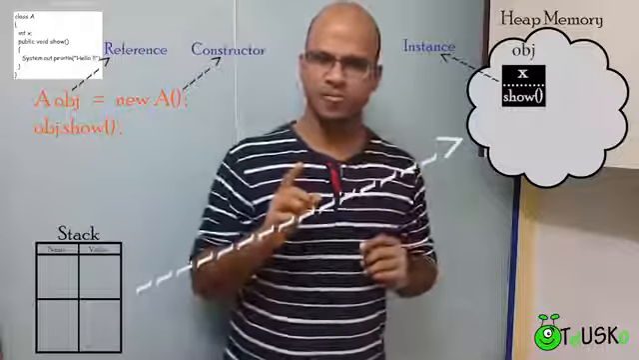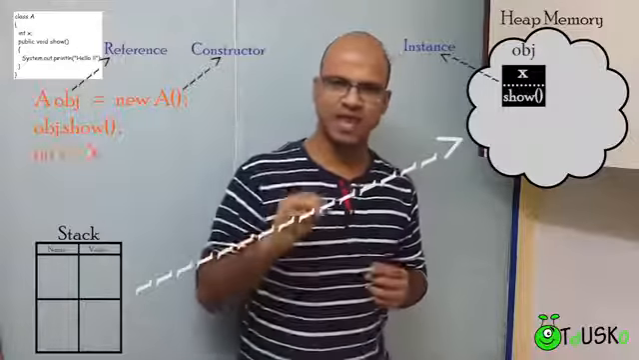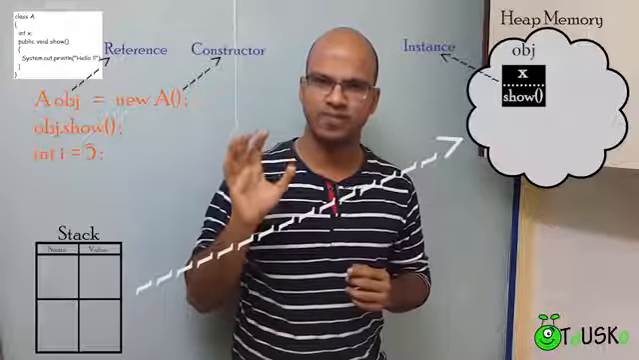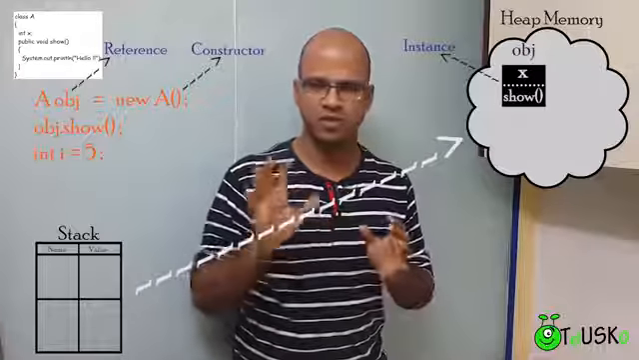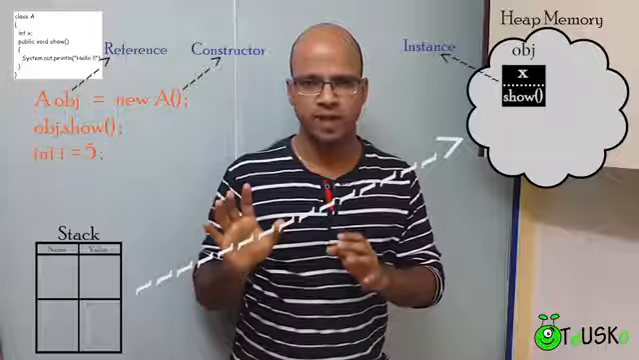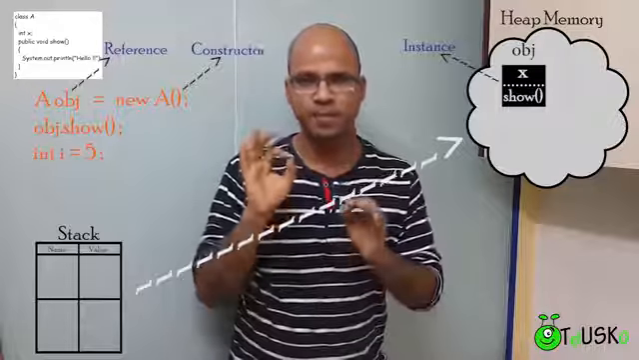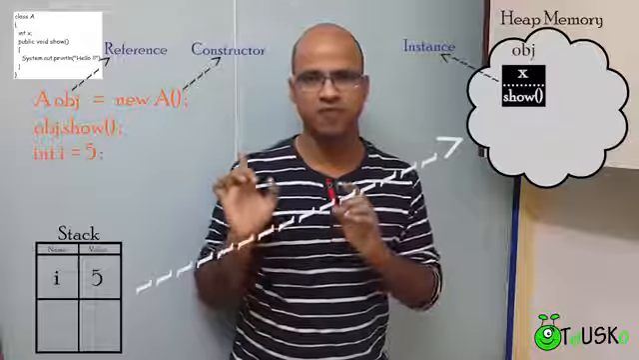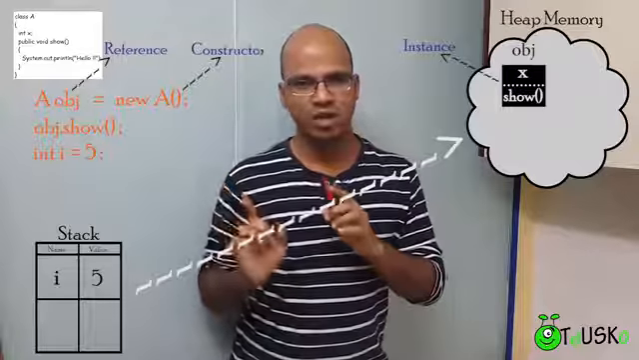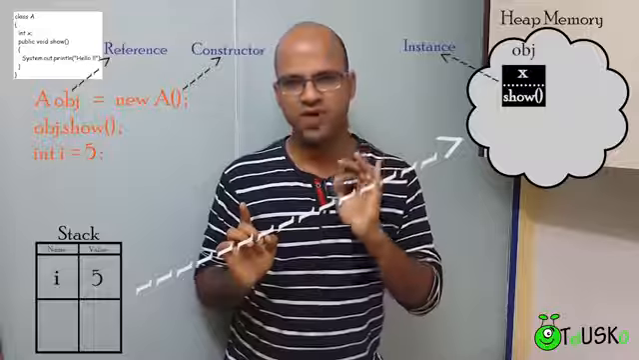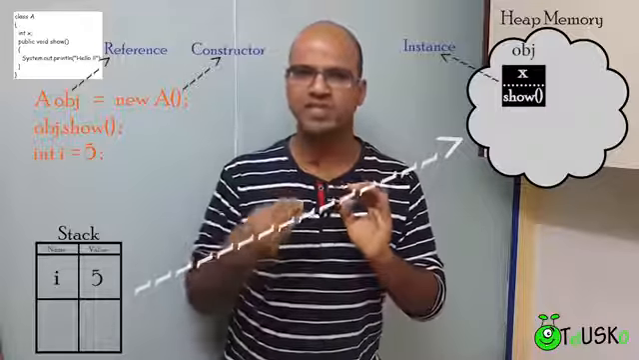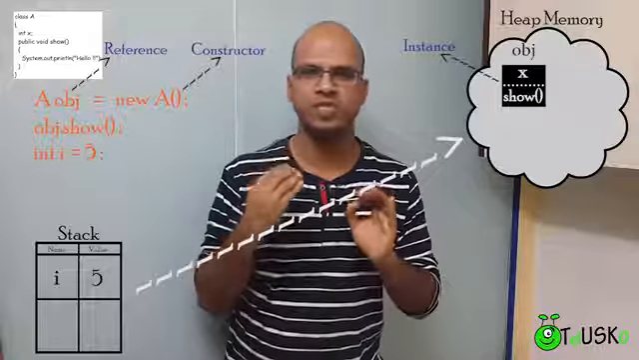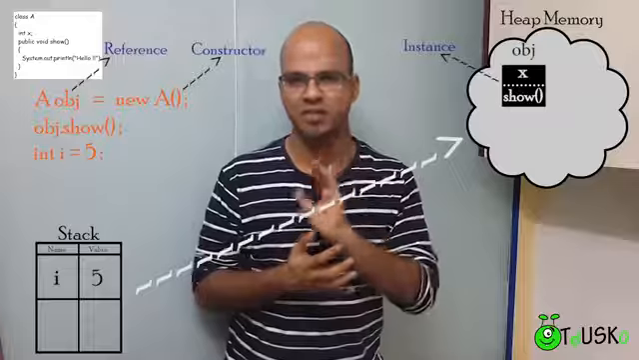But how to provide a link? Let's take an example. Let's say we have int i equal to 5. That's a variable, right? It's a simple variable. Now this variable i will be created inside stack memory. Simple. So we have a stack. In the stack we have i, and in the second column we mention the value, which is 5. Whenever I want to access the value of i, I will simply fetch the value from the stack memory, and the value is 5. Simple.